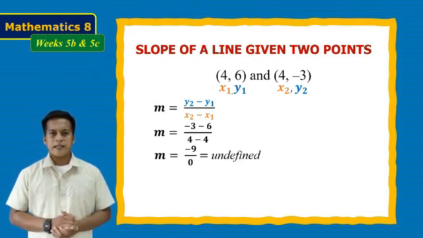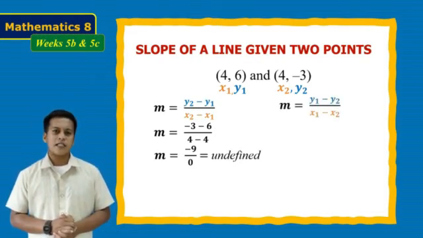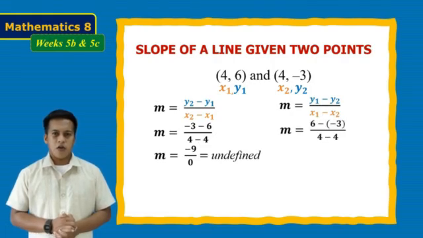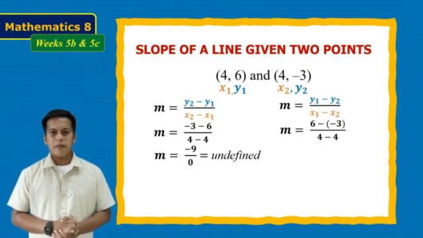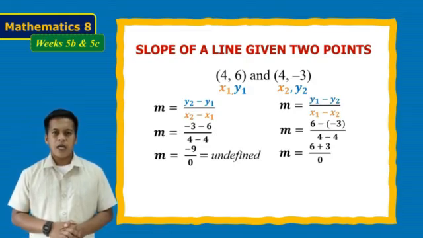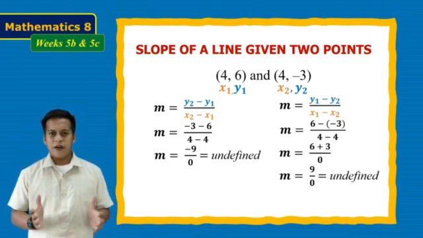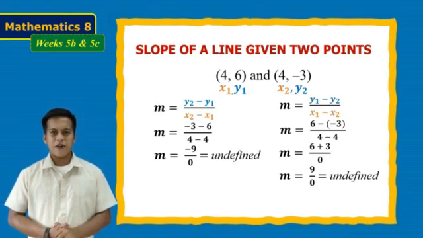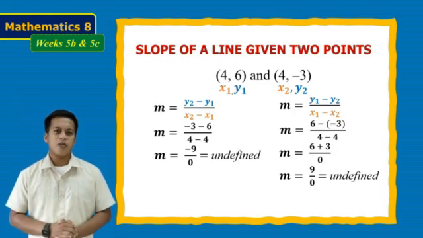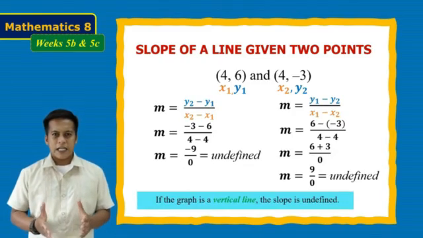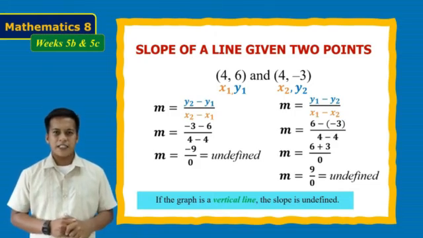Another solution is m is equal to 6 minus negative 3 all over 4 minus 4. Simplify, m is equal to 6 plus 3 all over 0. m is equal to 9 over 0. The final answer is also undefined since the denominator is 0. Based on the given example, if the graph is a vertical line, the slope is undefined.